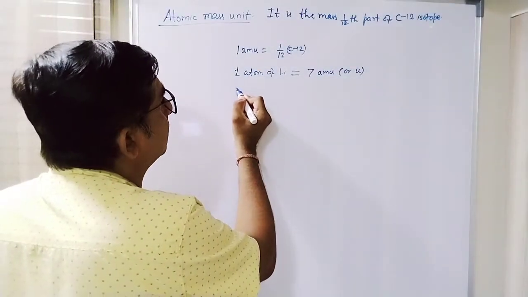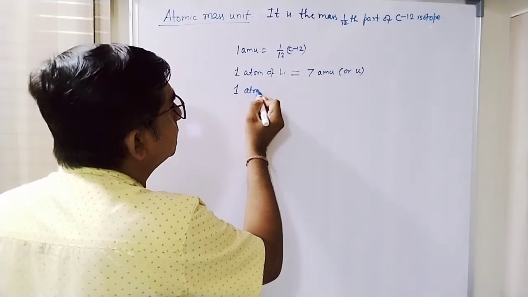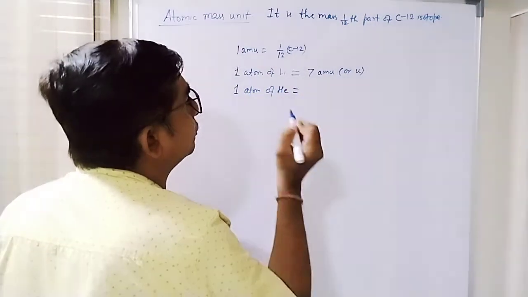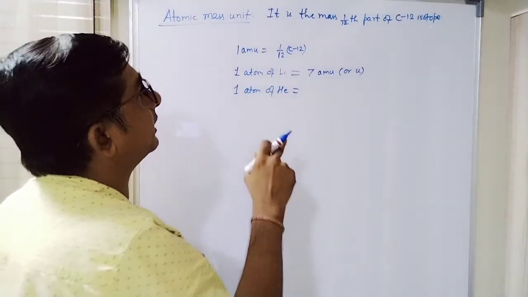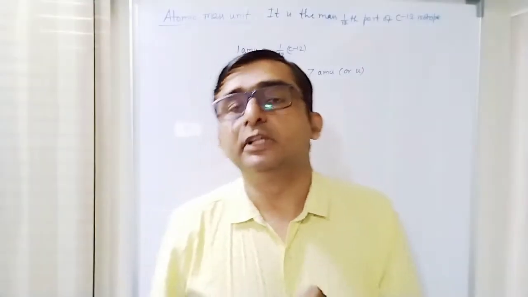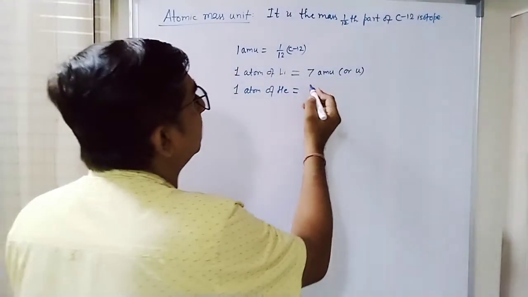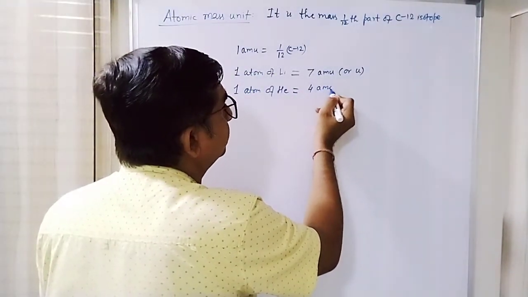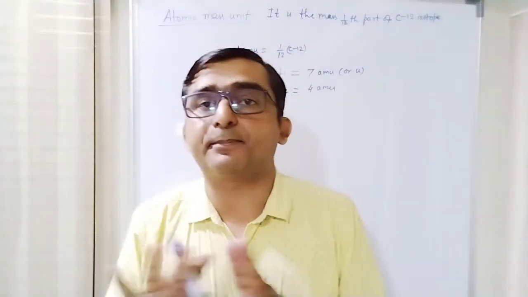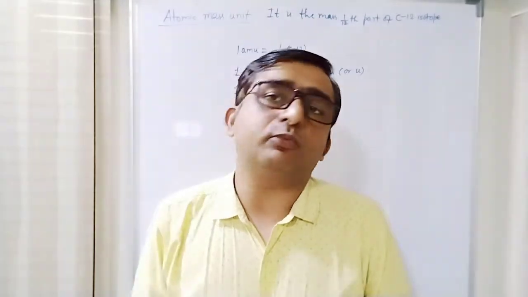If I say the mass of one atom of helium, it was found to be 4 times the mass of 1/12th part of the carbon-12 isotope. So helium's mass will be 4 AMU. And these masses are called relative atomic mass. They are not absolute atomic mass. Why is it called relative?